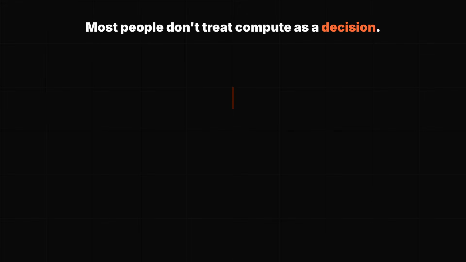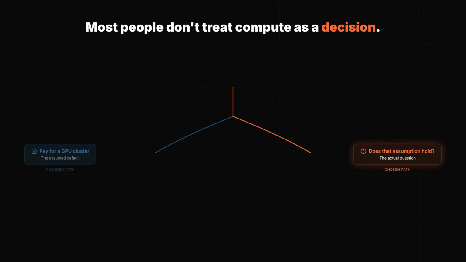Most people don't think of compute as a decision at all. They think of it as a requirement. You need to train a model, so you need a GPU budget, and the only real question is how big that budget is. I wanted to actually test whether that assumption holds, or whether it's just a default nobody questions.